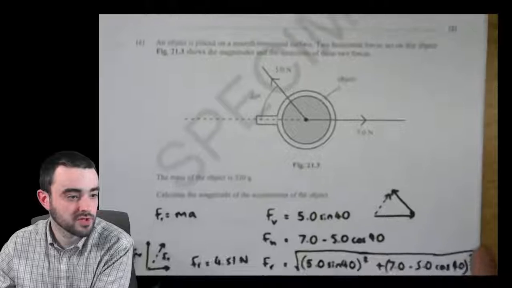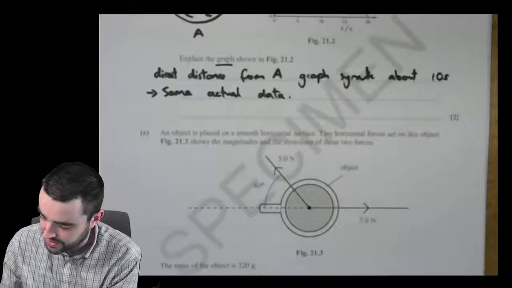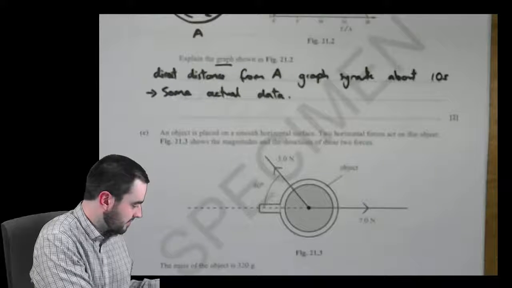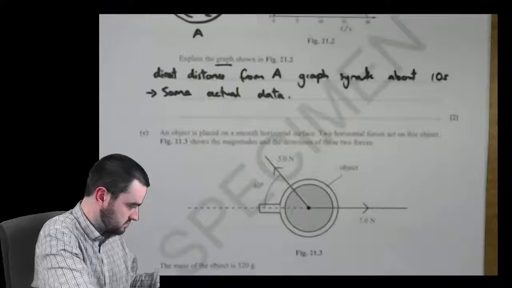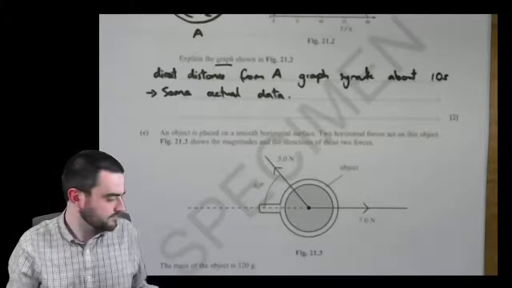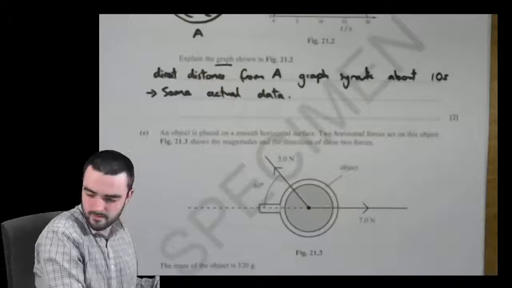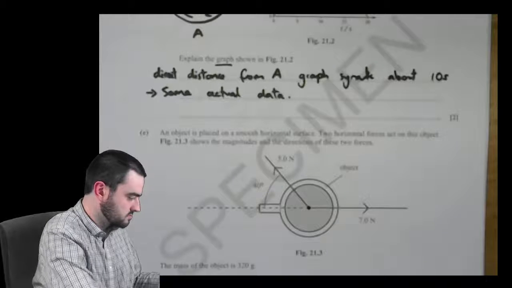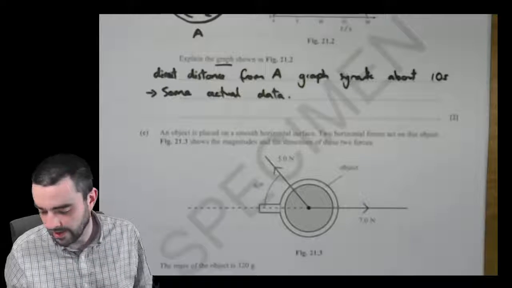And now we're almost caught up with where I was before. Okay. So an object is placed on a smooth horizontal surface. 2 horizontal forces act on it. I'm going to try and find the thing I was working on before. I've just completely lost. Oh well. Okay.